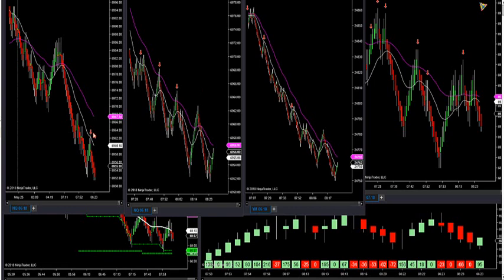All right, let's go here. Let's look at this. What you can do here, guys and gals, is have three time frames up with these arrows. And the beautiful thing about this is you can use a larger time frame to see the trend.